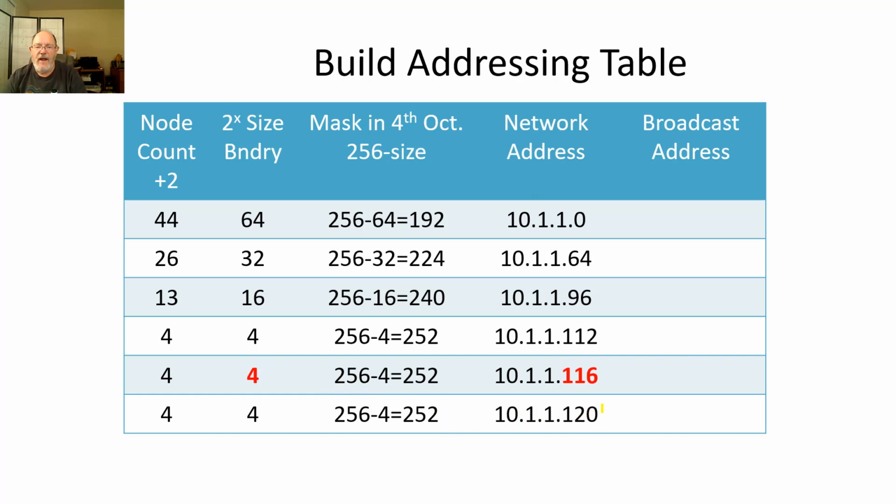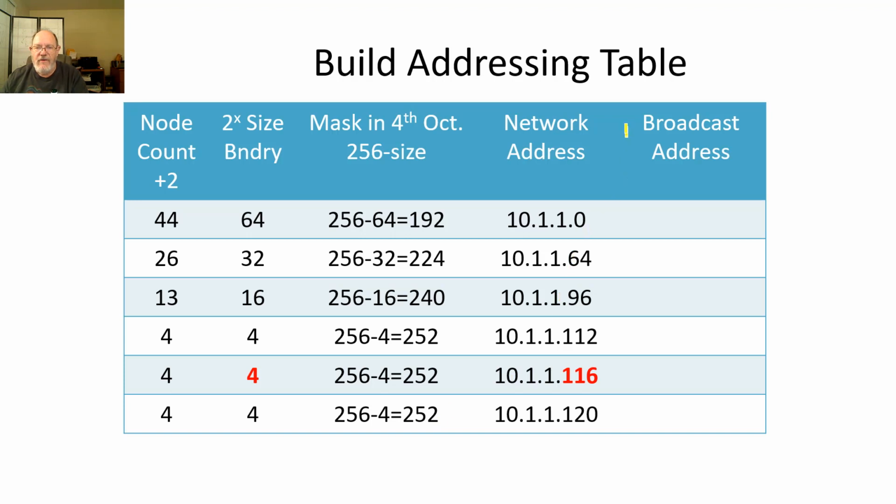Now, a very common practice is that a network engineer will make the router on the network the very first usable address on that network. None of these are usable because they're the network address. But with that logic, if they chose that, we would have 10.1.1.1, .65, .97, .113, .117, and .121 as the address for the router. Although I've also seen people use the last usable address on the network.